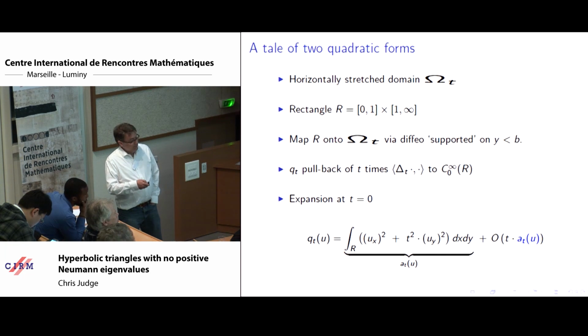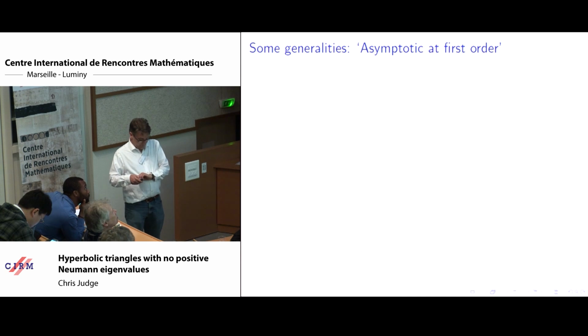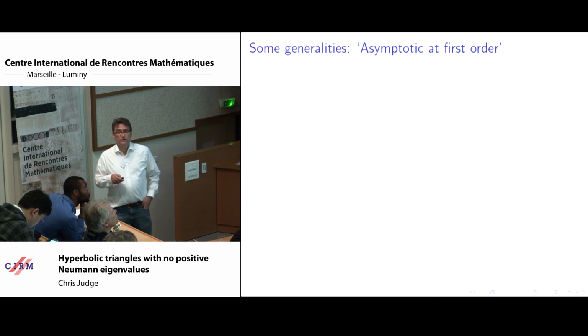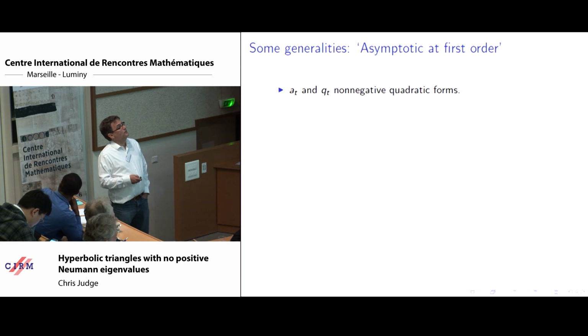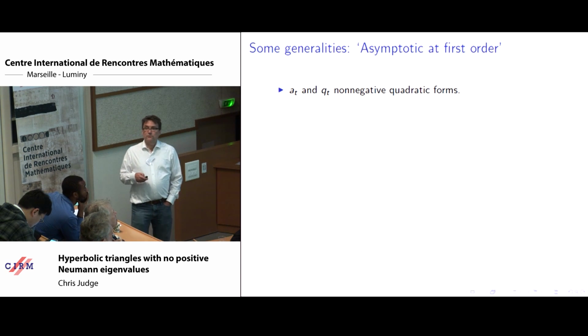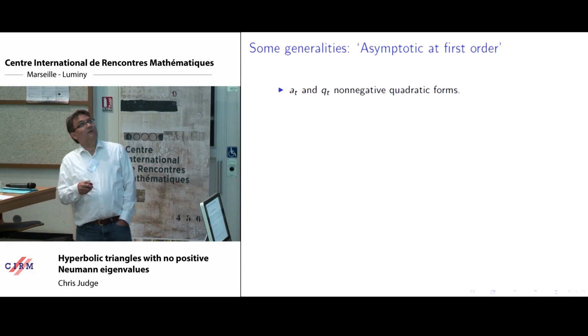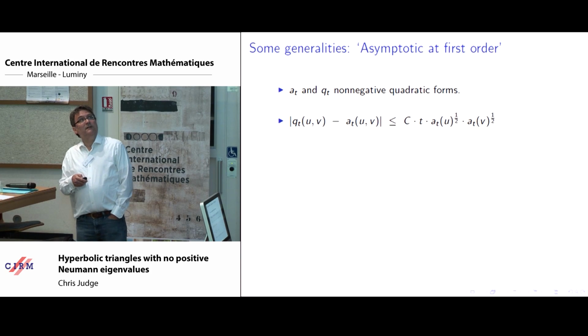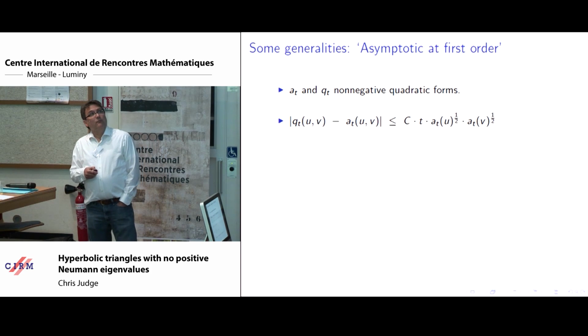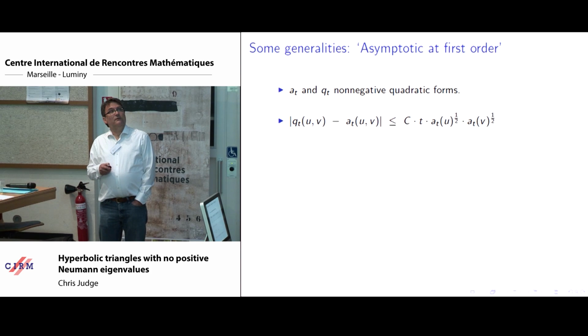Okay, so now we come to the setting. This gives us the setting that we call asymptotic at first order, which a lot of the things that we develop apply to. So we have two quadratic forms, AT and QT. QT is the one you want to understand, and AT is the nice model one that admits separation of variables. And what we know is that the difference between QT and AT is essentially bounded like this.